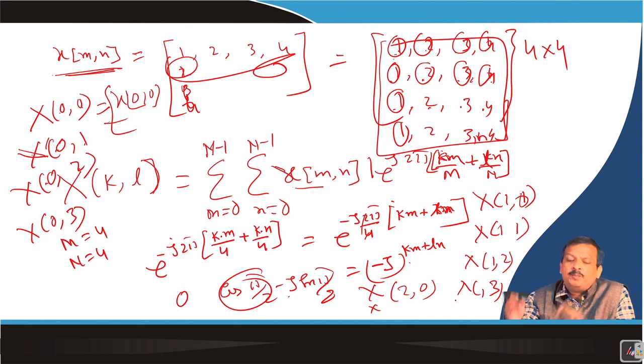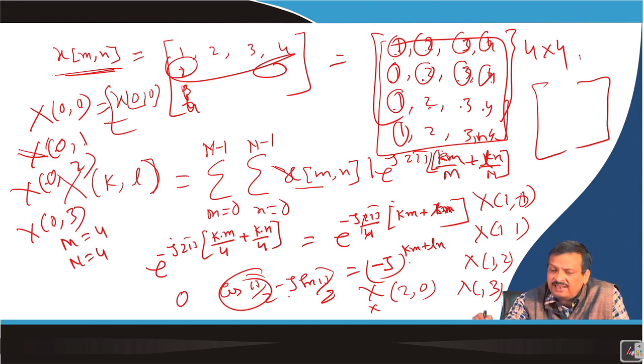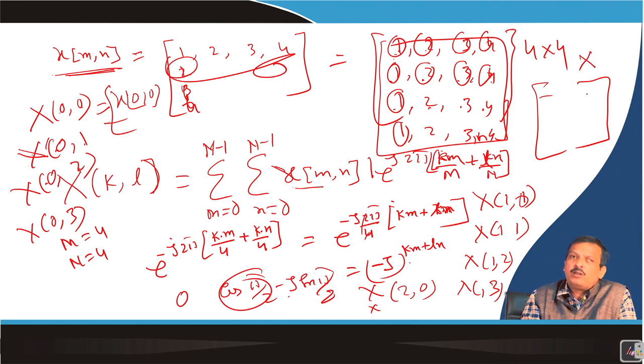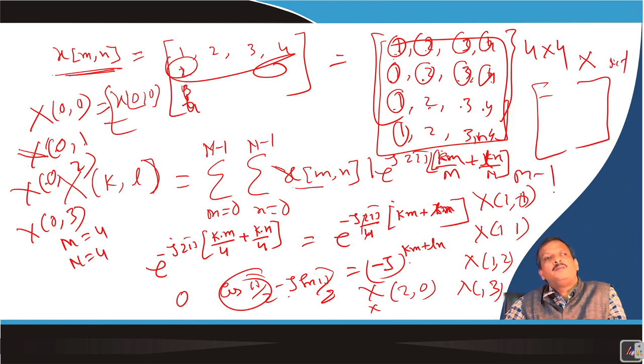So for all the pixels, this X is also a 4 by 4 matrix, not a 4 by 4 matrix, what should be the length of this matrix? In this direction it is n minus 1, and in this direction it is m minus 1. The n minus 1 value and m minus 1 value, so you can calculate that.